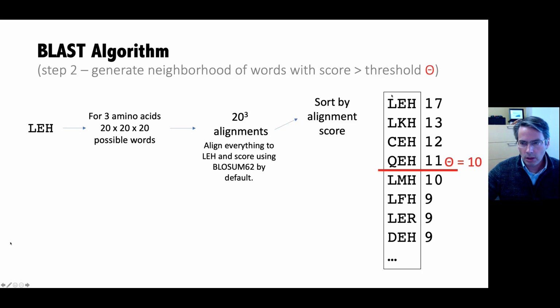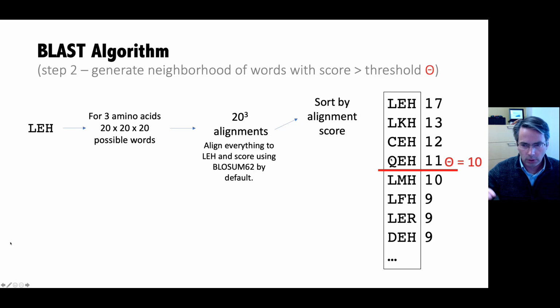And so you just generate all of those potential 3 amino acid sequences, right? Because that's our word size. Then make the cut at whatever your threshold is, and in this case, we're going to use a threshold of 10. So everything that has a score above 10 is what we're going to use as our seeds. These are the only words that we're going to actually look for.